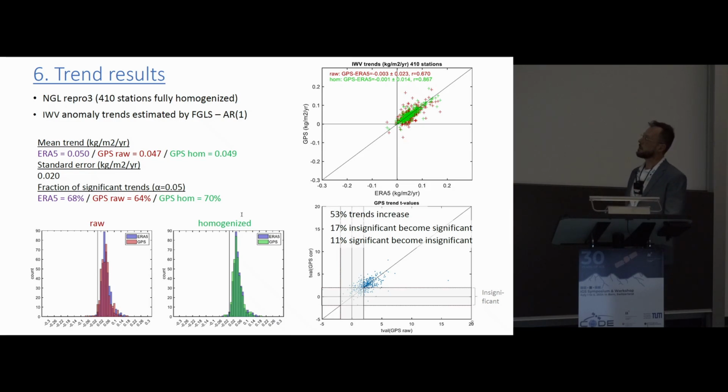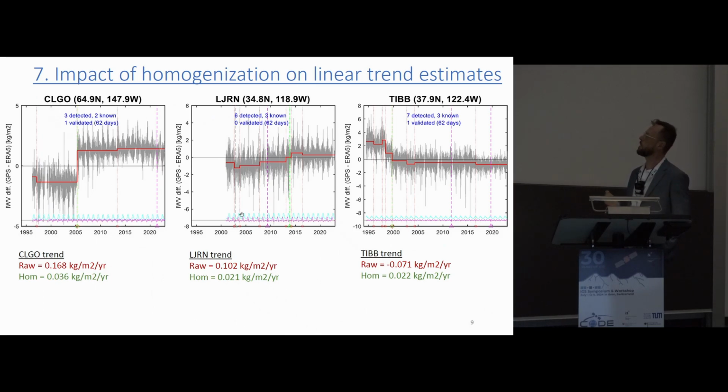And the statistics here show that, okay, we compare the trends from ERA5, GPS raw, so before homogenization, and GPS homogenized. On average, there is not a big impact, but if we look at specific stations, I will show an example just after, the impact can be quite large. So after homogenization, the GNSS trends get closer to ERA5, which makes sense, but ERA5 is not completely independent here. And we see that the number of significant trends is slightly increasing after homogenization.